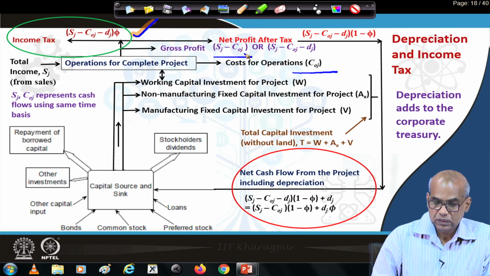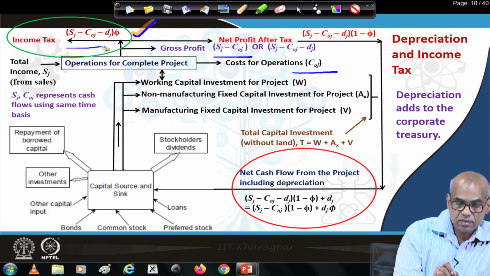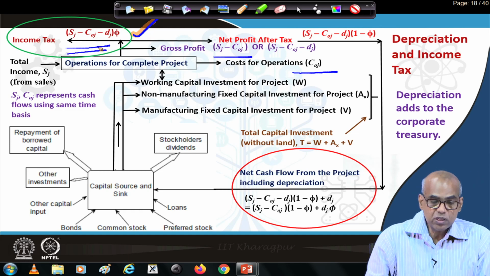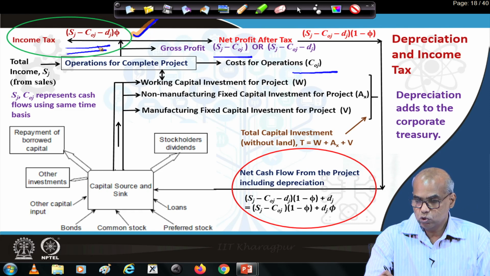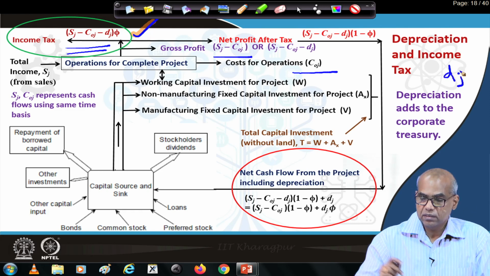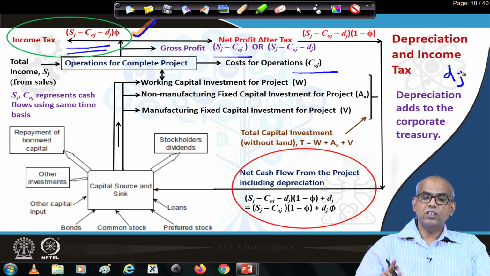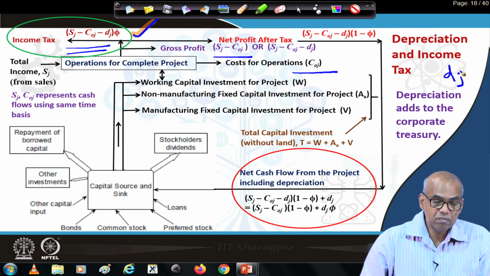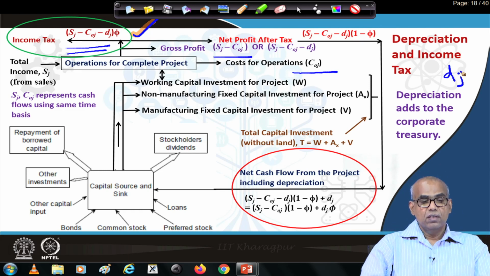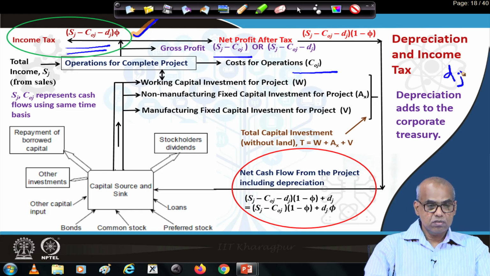Now, when you compute income tax, see, I am reducing the gross profit by the depreciation in the jth year, which is dj. So, dj is the depreciation in the year j. So, the income tax is being computed as Sj minus Coj minus dj, into phi. So, basically your gross profit is being reduced by dj.